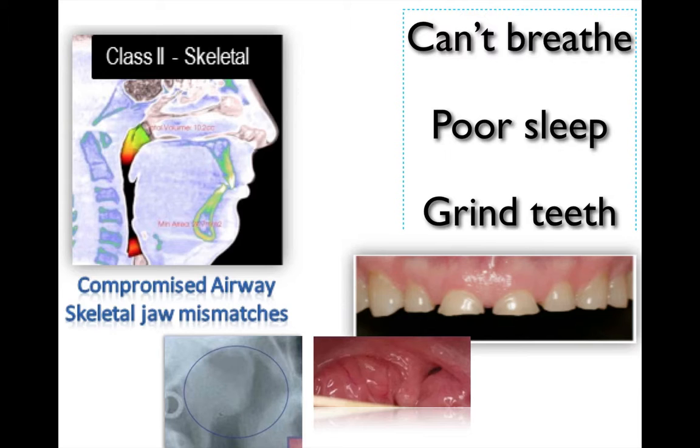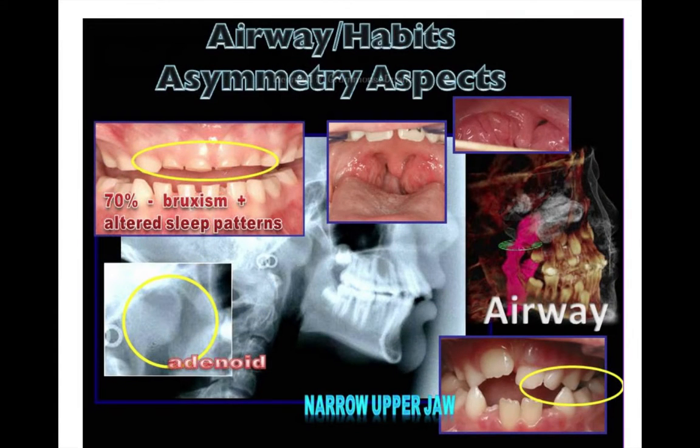The patients often have class 2 skeletal conditions. The upper jaw might be normal, the upper jaw might be prominent, the upper teeth might be prominent from the condition. More often, the lower jaw is deficient skeletally, and with this deficiency, it encroaches upon the nasopharyngeal airway. So we have compromised airways with skeletal jaw mismatches. If we can't breathe, we get poor sleep, and we have other dental conditions.